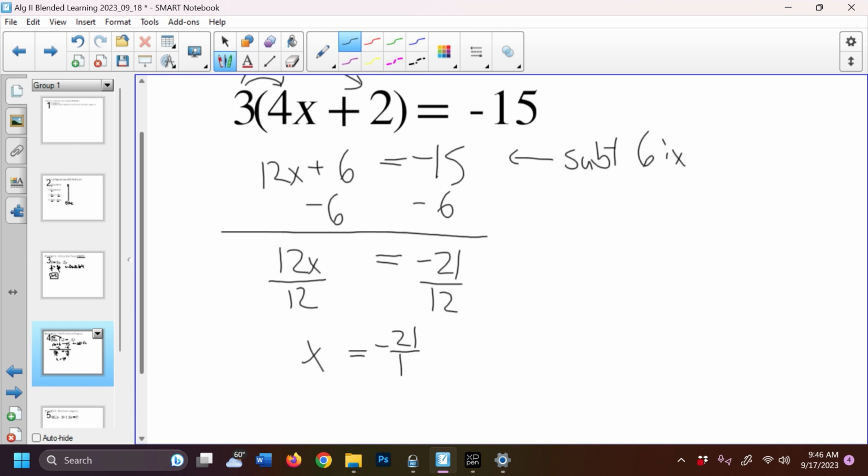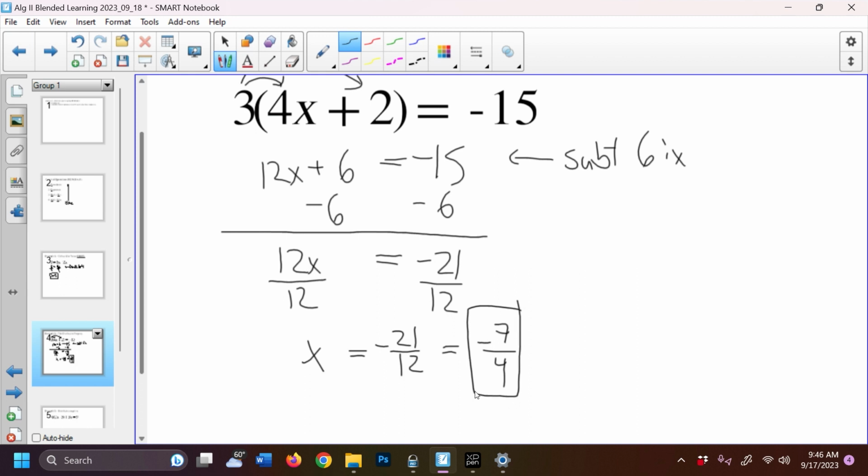21 over 12. Now I should reduce that fraction, and the easiest way to do that is to find a common factor. The common factor that I see for 21 and 12 is 3. So I'm going to divide out a 3 from the 21 and I'll have 7. And then when I divide a 3 out of the 12, I will have 4. So that is my final answer there.